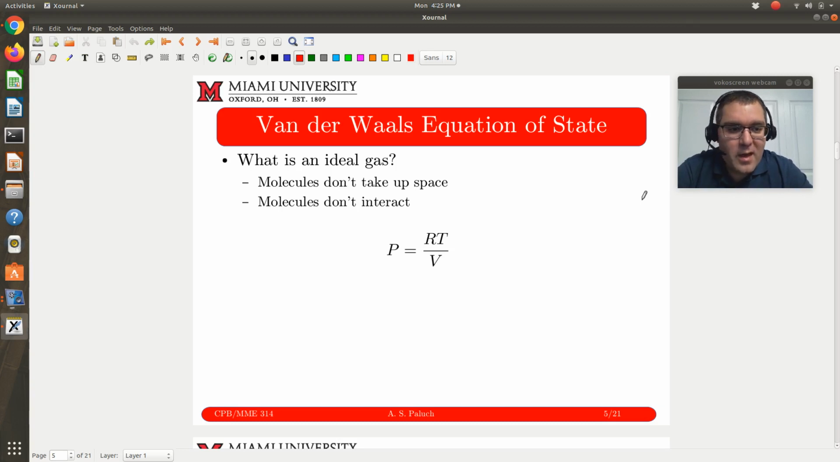The idea that I like to think about with the van der Waals equation of state is, what is an ideal gas? Well, an ideal gas is a system in which molecules don't interact and they don't take up space. And in the ideal gas state, the equation of state that I can derive from first principles is PV equals RT. So for an ideal gas, P is equal to RT over V.